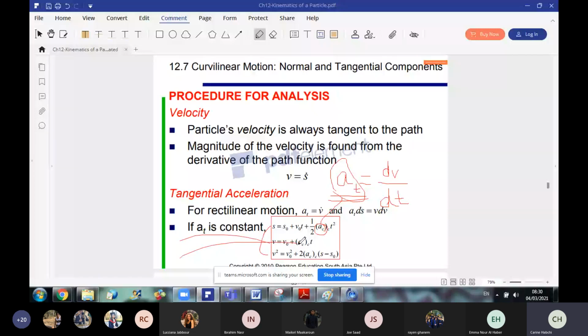Because if the total acceleration is constant, it is possible that an and at are variable. So this does not mean that if total a is constant, then at is constant. I should verify that at is constant to be able to apply these relations, because these relations are developed based on dv over dt constant.